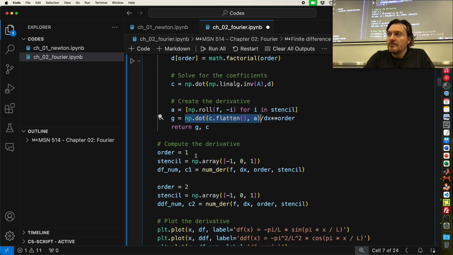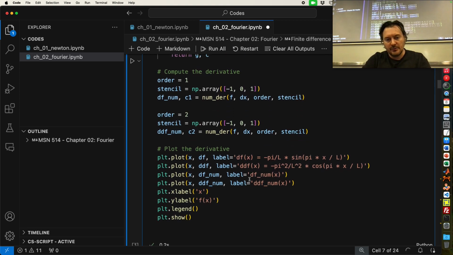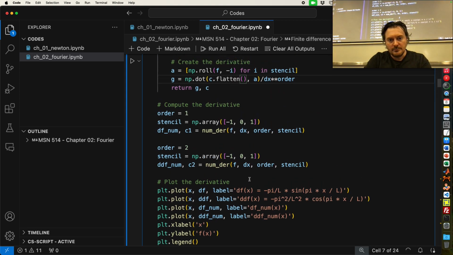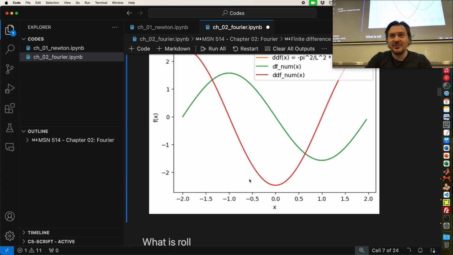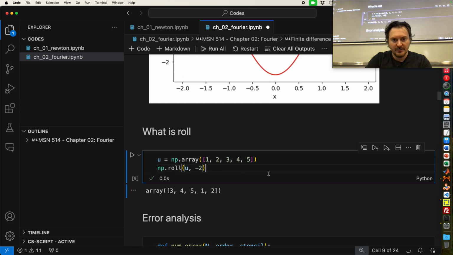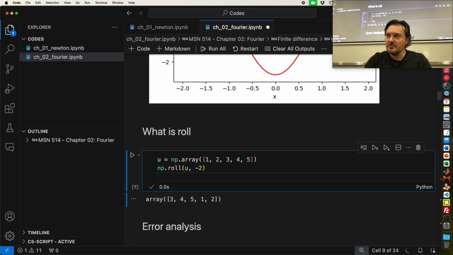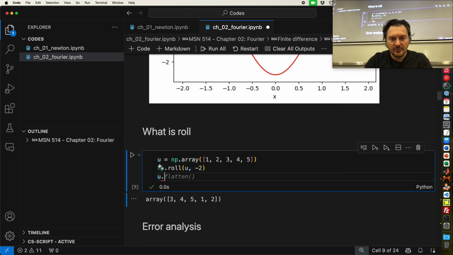Okay. What is flatten? Flatten is a very good question. What is flatten? Can you explain? Let me show you what is flatten. It's just more like a Python quirk, right? So let me show you what is flatten.